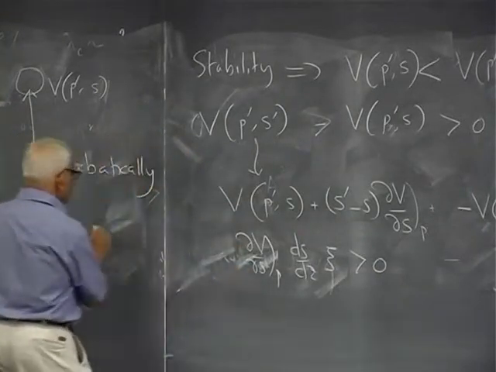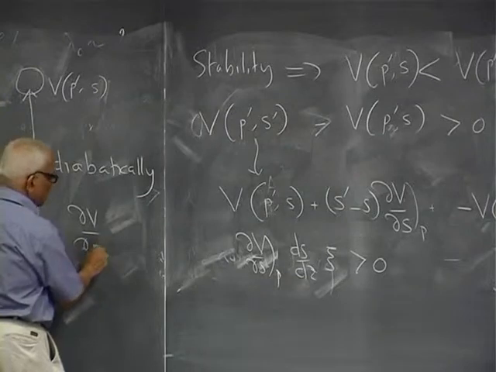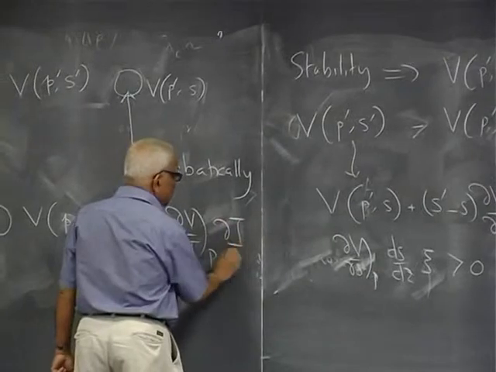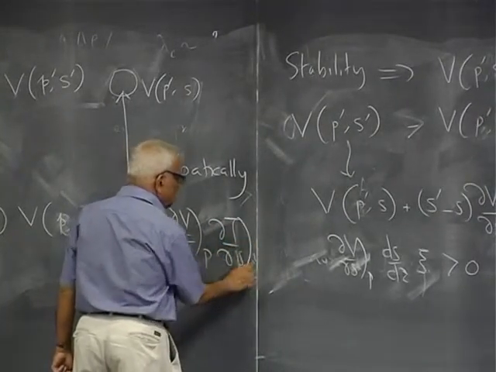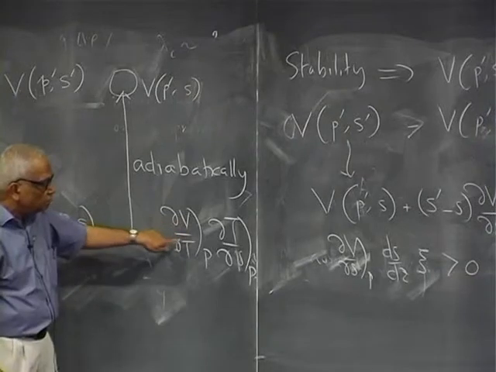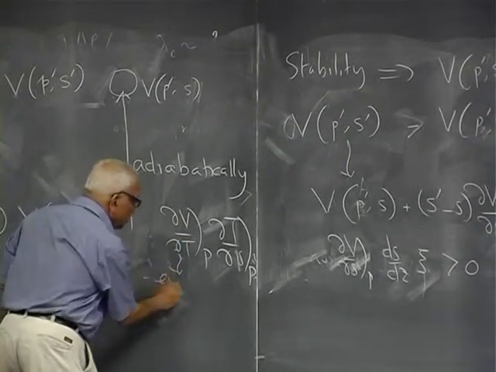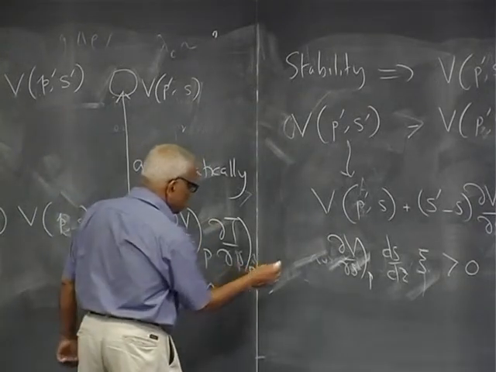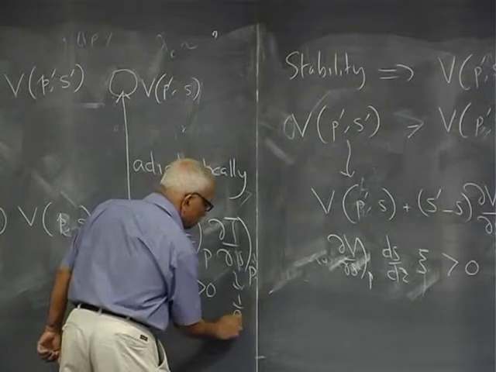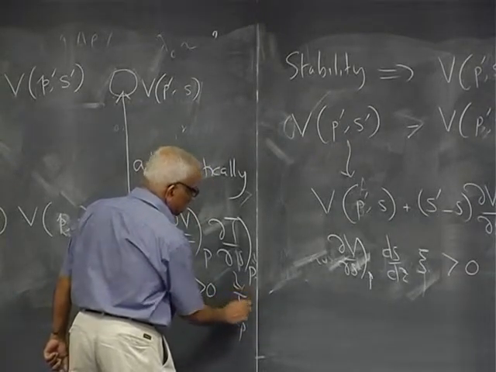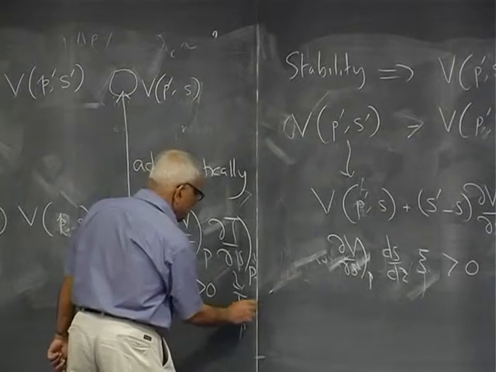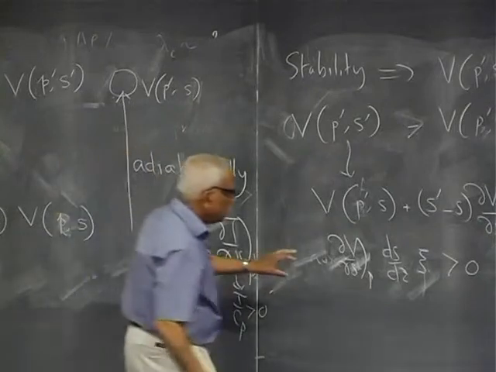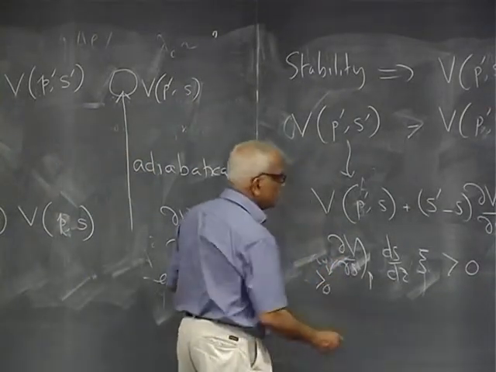But this over here, del V del S, can be written as del V del T at P times del T del S at P, and this is the expansion coefficient, which is positive, and this is the inverse of the specific heat, give or take a temperature. So this is 1 over Cp, rather T over Cp, and so that is greater than 0. So this is safe, this is greater than 0.